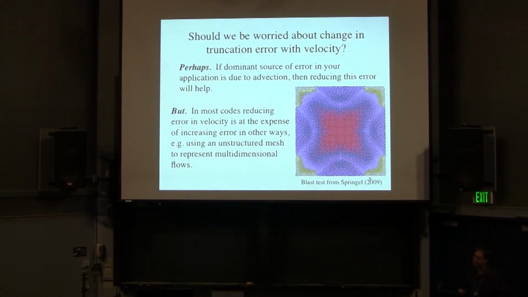If advection error is your main problem, then yeah, this is a good thing, a moving mesh grid. If other sources of error are your main problem, then it may not be any real advantage. It all depends on the application. So should we be worried? Of course we should be worried about it, because we should always be worried about truncation error and all sources of truncation error.